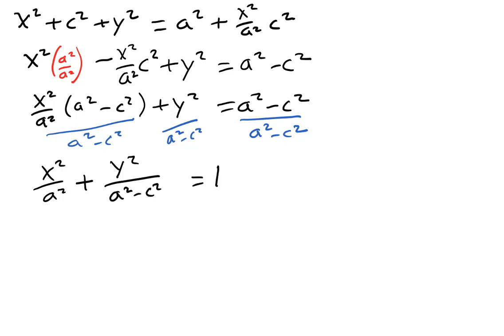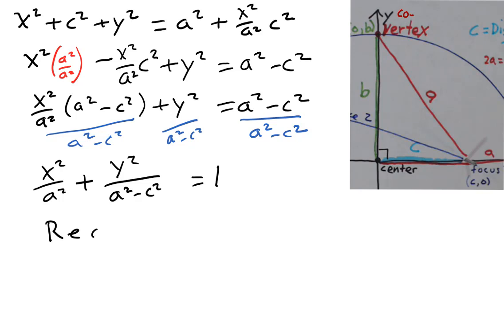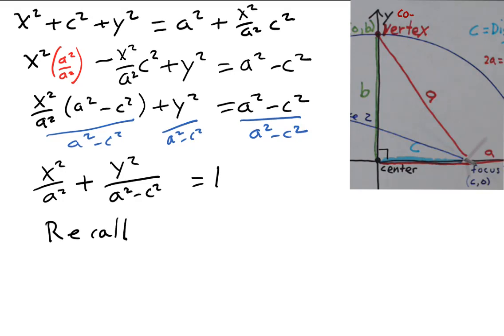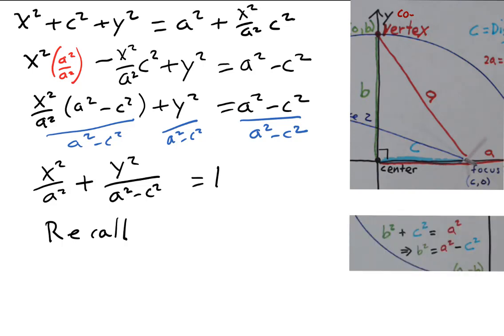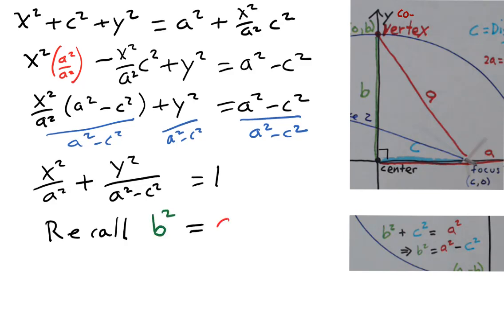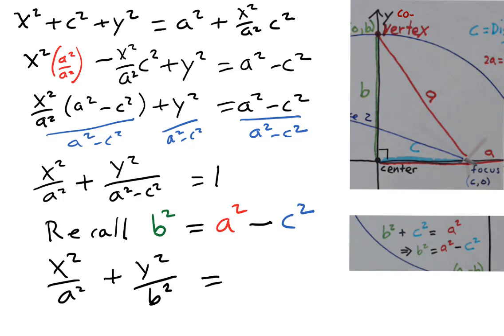Now remember that right triangle that we found in the ellipse. We used the Pythagorean theorem to relate the sides to each other, but a was the hypotenuse, not c like it so often is. So we got b squared plus c squared equals a squared, or b squared equals a squared minus c squared. Well, that a squared minus c squared is what's in the denominator there under the y squared. Replacing that, we get x squared over a squared plus y squared over b squared equals 1. This is the equation of an ellipse. It should be familiar to you from pre-calculus.